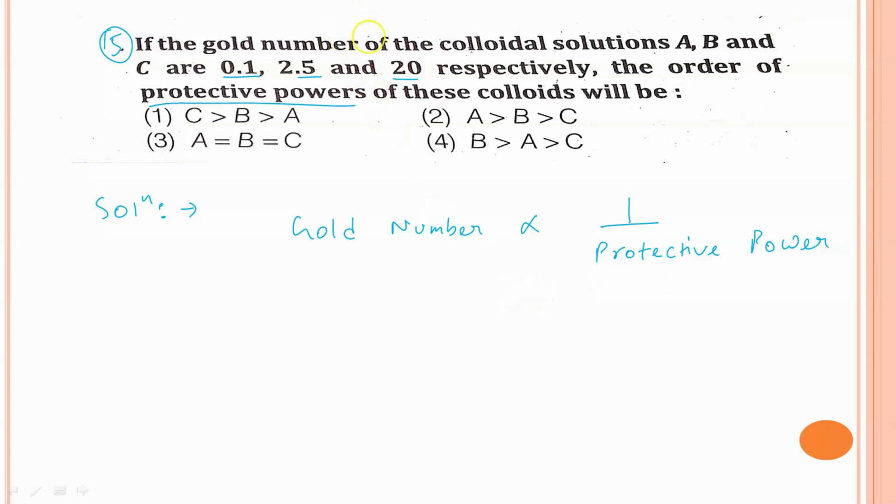So from the given gold numbers, 20 is the highest number, which means that C will be placed last, and after that 2.5, which means B. So the smallest gold number is 0.1, which means A. So here we can say that A will have higher protective power, then after that B, and then after that C. So this is the correct order for protective power of colloids. So from the given options, option 2 is correct.